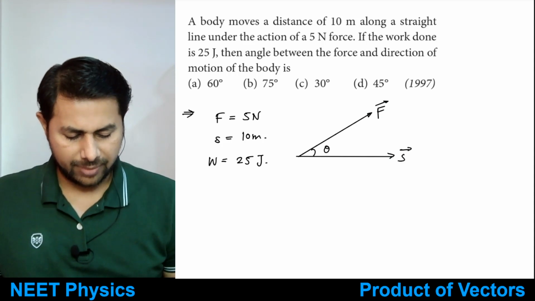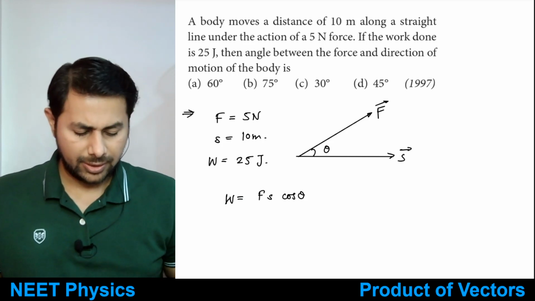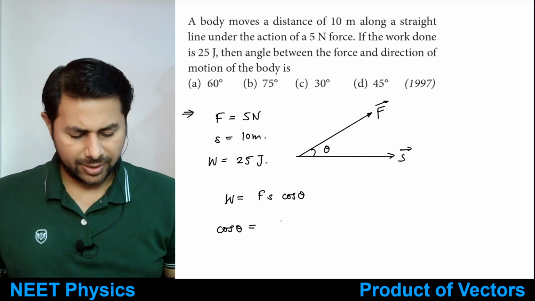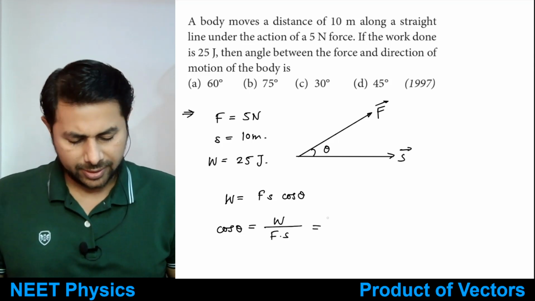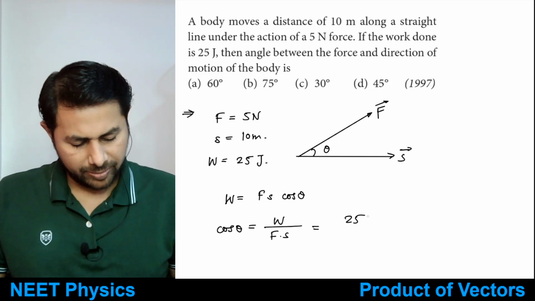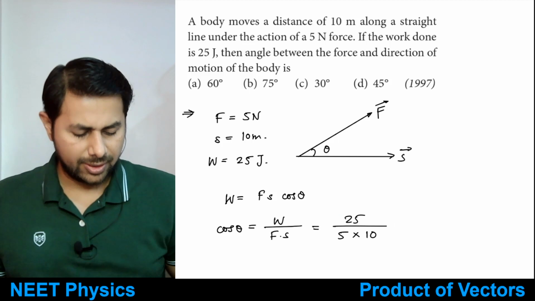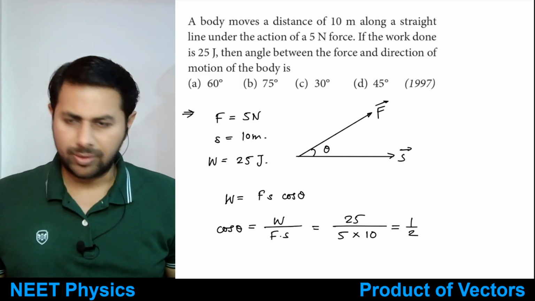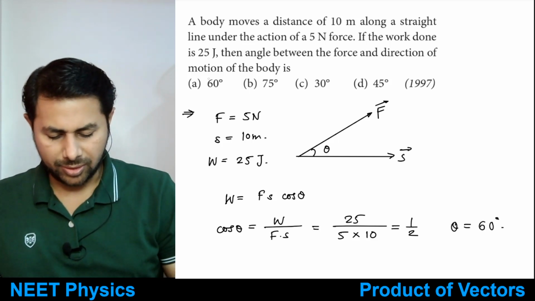So the angle between them is theta. Then we know that work done is equal to F S cos theta, right? Therefore cos theta can be written as work done divided by F into S. Option A, let's check. Work done is 25, divided by F which is 5 and S which is 10. So 25 divided by 50 means 1 by 2. So cos theta is 1 by 2, which means theta is equal to 60 degrees. Correct. So it is option A.